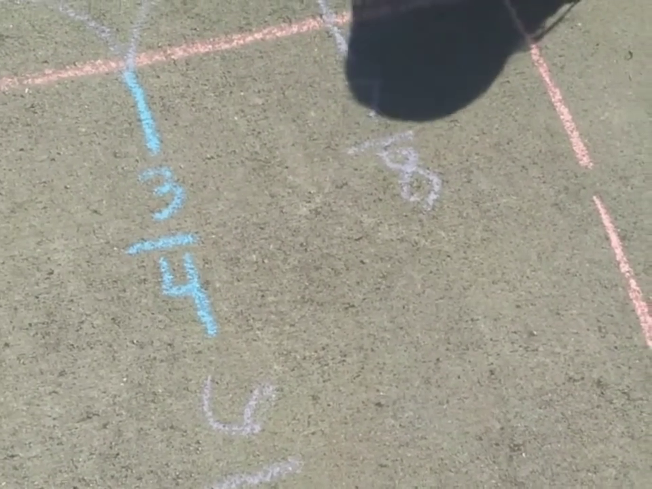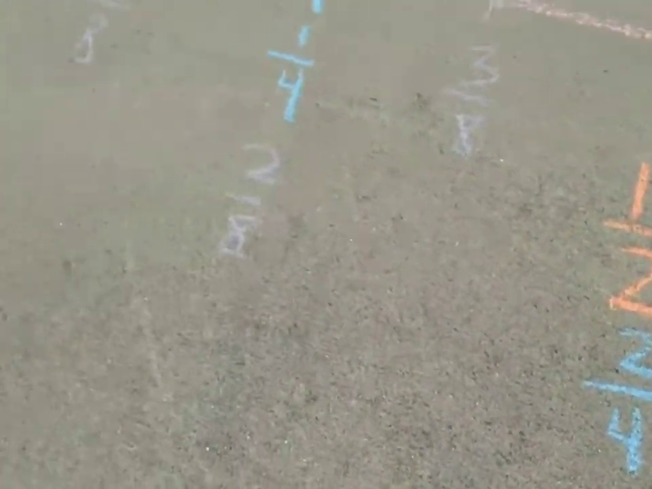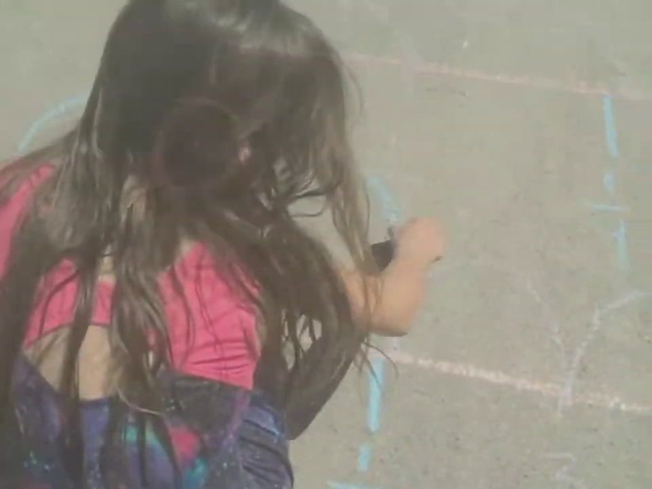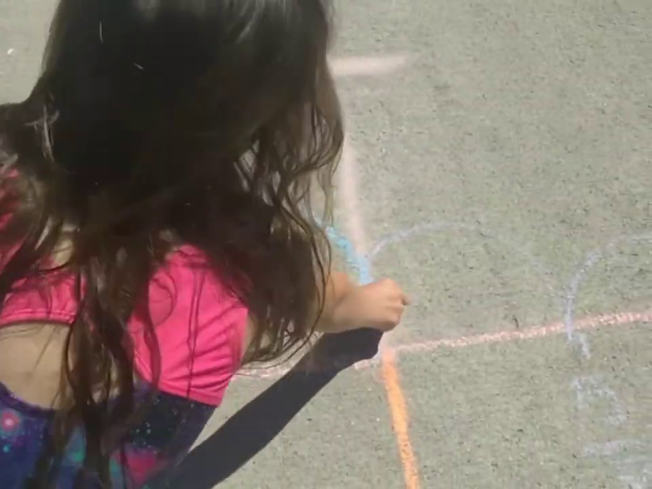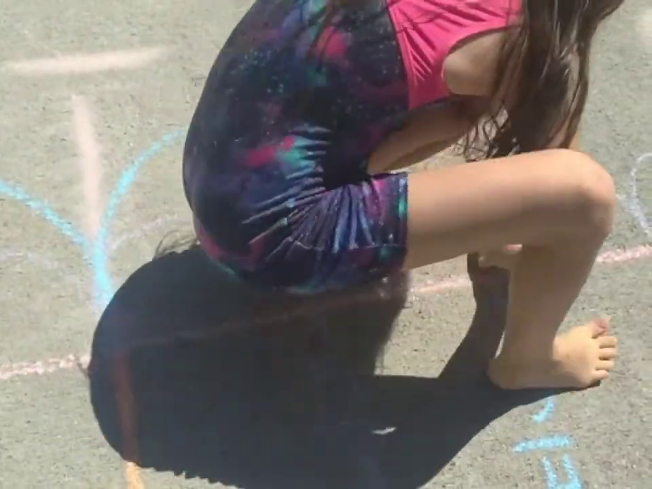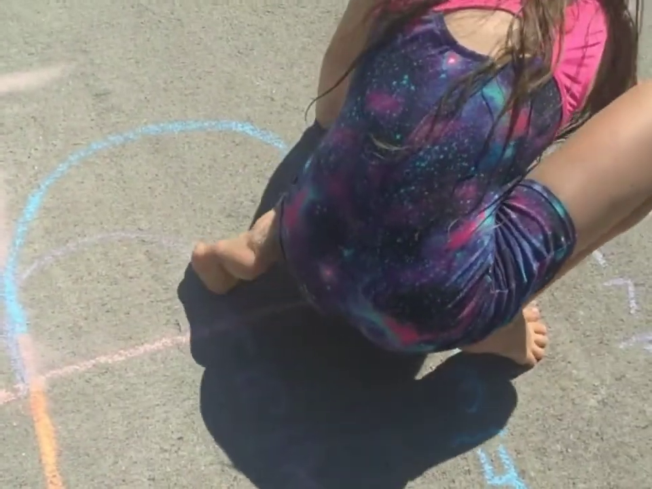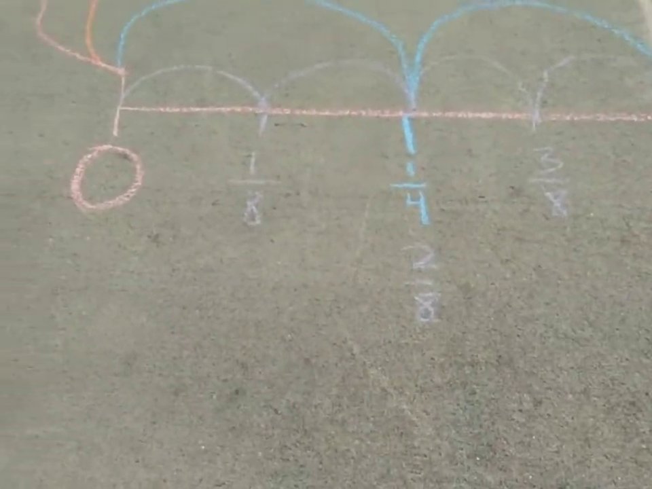And now we're going to go through and get our blue and count by 4ths. Can you go get your blue? Pop our number line. I don't know if you guys can see this. By 4ths. So 1/4, 2/4, 3/4, and 4/4.